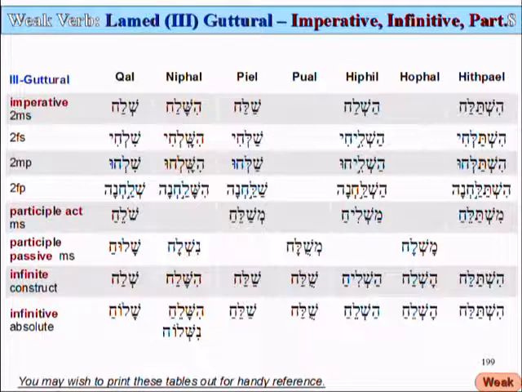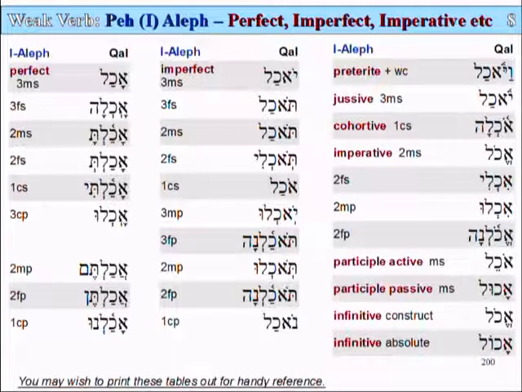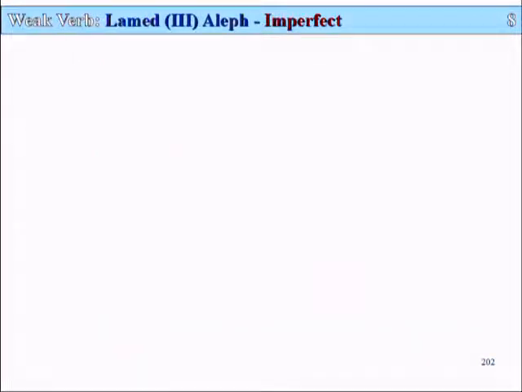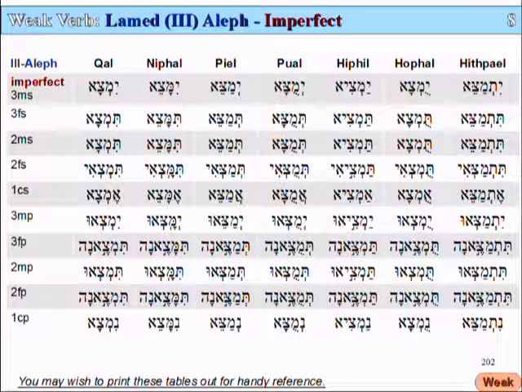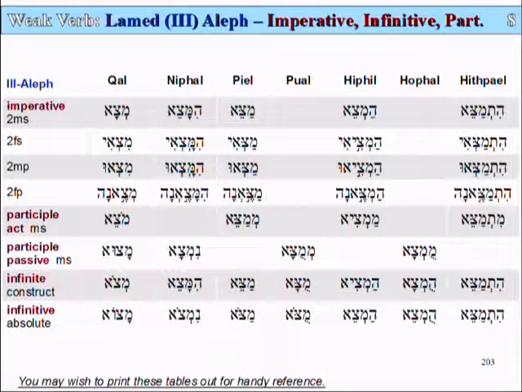And let's go on to the next classification, the Pe Aleph on slide 200, the perfect, imperfect, and imperatives. And the Lamed Aleph perfect on slide 201. Slide 202, the Lamed Aleph imperfect. And on slide 203, the Lamed Aleph imperative, infinitive, and participle, etc.